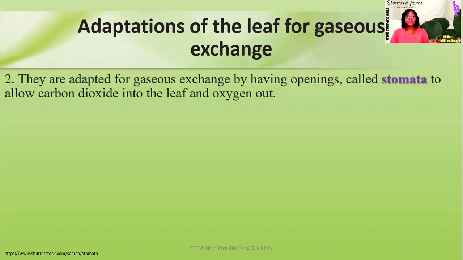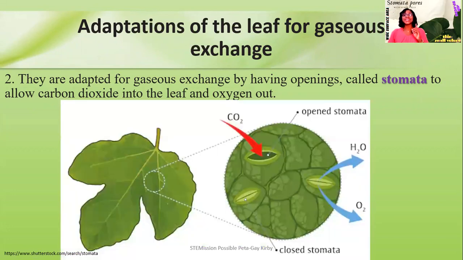Secondly, they are adapted for gaseous exchange by having openings called stomata to allow carbon dioxide into the leaf and oxygen out. Here is a close-up. So we have the stomata opening. Remember, the guard cells are the cells that cause it to open or close.